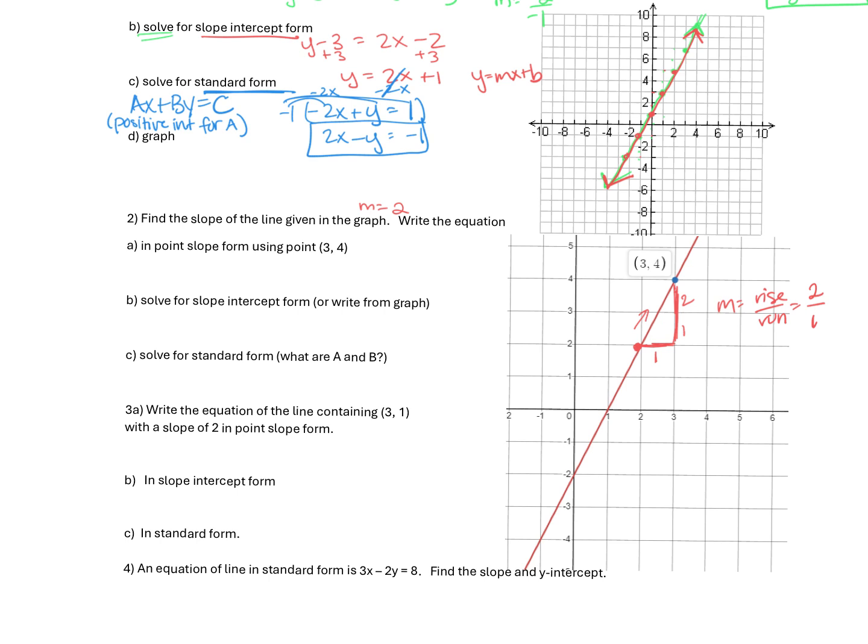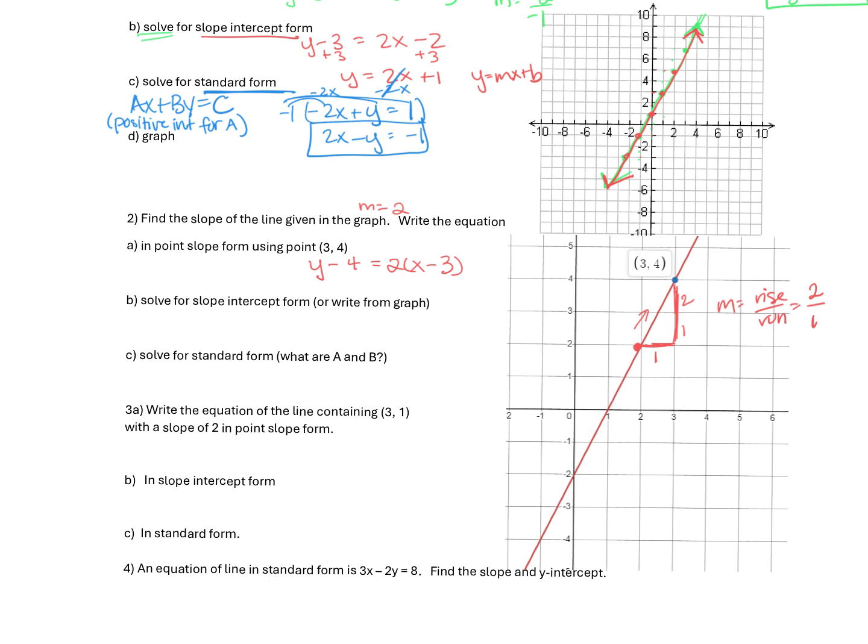So (3, 4) is on my line. So I'm going to use my new y minus my y equals my slope times x minus my x. And I'm using (3, 4). So I have to remember to put the 4 in. That's my y minus my y. And then my x minus my x. So I have to make sure I put the 3 on the other side.